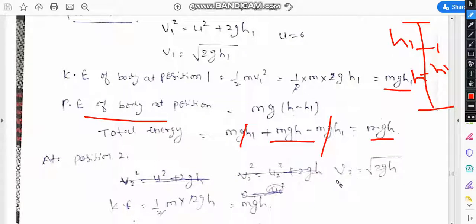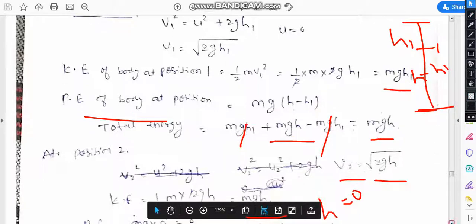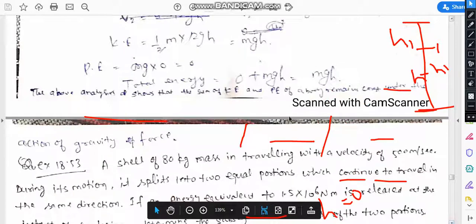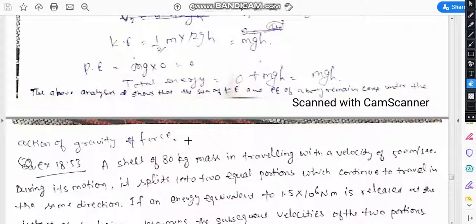Now at position 2, again the velocity is under root 2gh, because the height is h, so the kinetic energy is mgh. Since there is no height at this position, h is equal to 0, so the potential energy is 0, and again the total mechanical energy is mgh. So it means your total mechanical energy remains constant under the action of the gravitational force. Okay, so thank you.